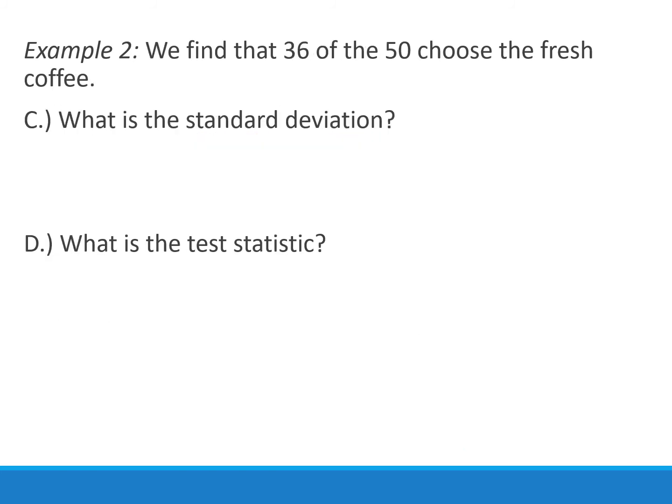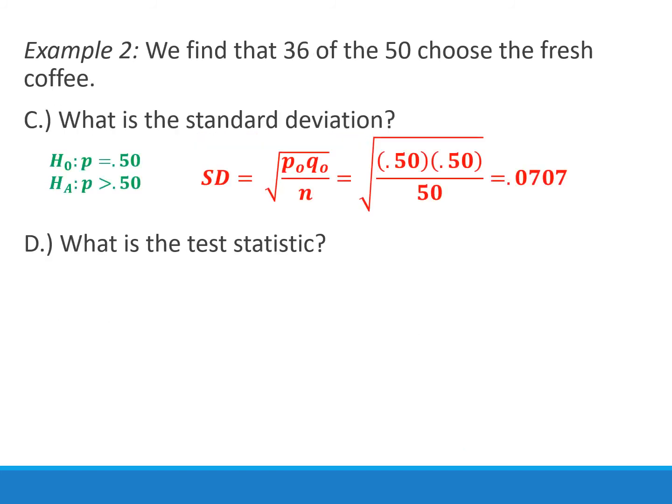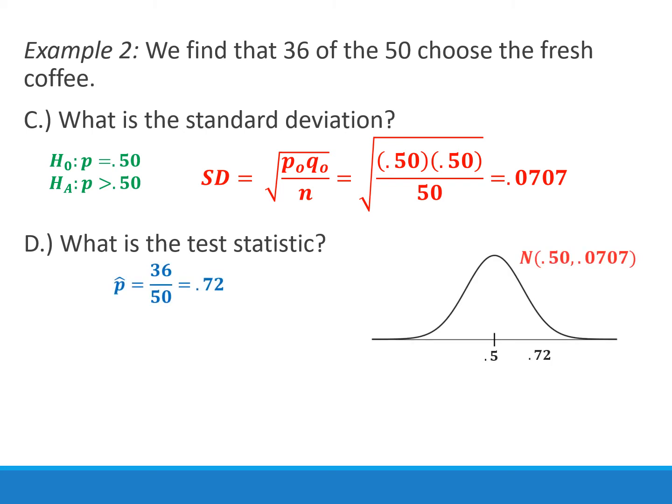Standard deviation, based on that null hypothesis value, 0.5 times 0.5 over 50, square root, and we get 0.0707. Test statistic, the p-hat, 36 out of 50 is 0.72. Would that be unusual to see if the actual true proportion of coffee drinkers who prefer fresh brewed coffee is 50%? So is this unlikely to end up with 72% or more than that? Z-score for that is 3.11.